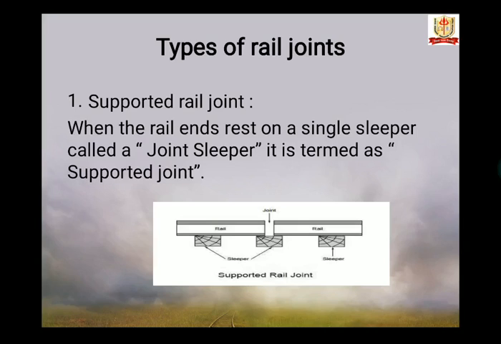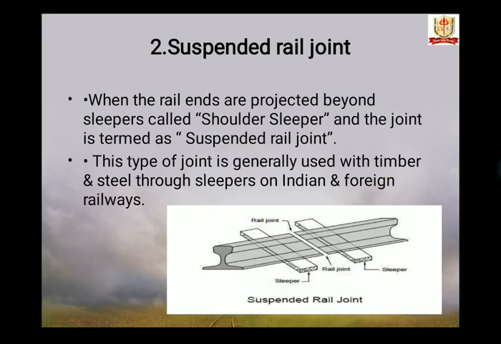First is the supported rail joint. When the rail ends rest on a single sleeper called a joint sleeper, it is termed a supported joint. Such rail joints were first constructed by placing three wooden sleepers abutting against each other under the rail joints. Suspended rail joint: when the rail ends are projected beyond the sleeper, called a shoulder sleeper, the joint is termed a suspended rail joint. This type of joint is generally used with timber and steel through sleepers on Indian and foreign railways.